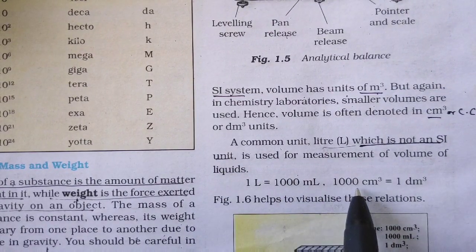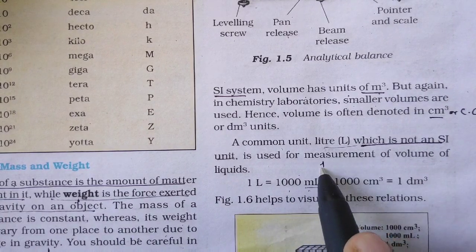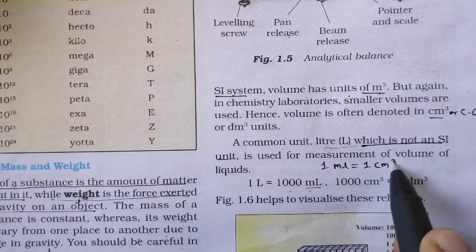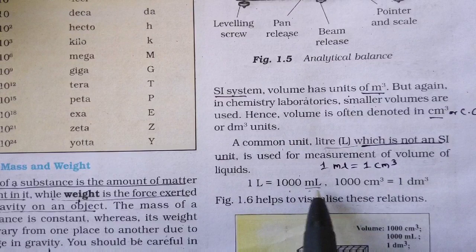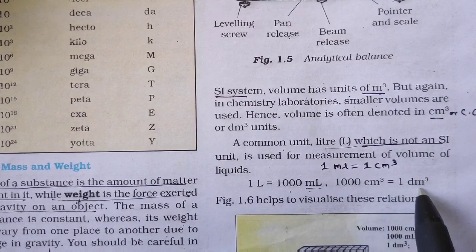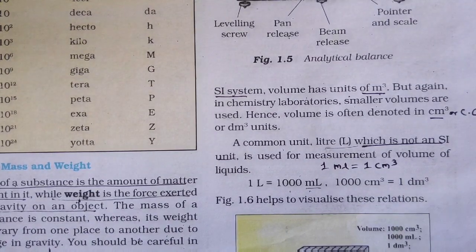1 liter is equal to 1000 ml. You can also write in your textbook, 1 ml is equal to 1 centimeter cube. So you can see 1000 ml is equal to 1000 centimeter cube, right? Which is equal to 1 dm cube. D means deci, as I already explained. Understood this part? So this was all about volume.